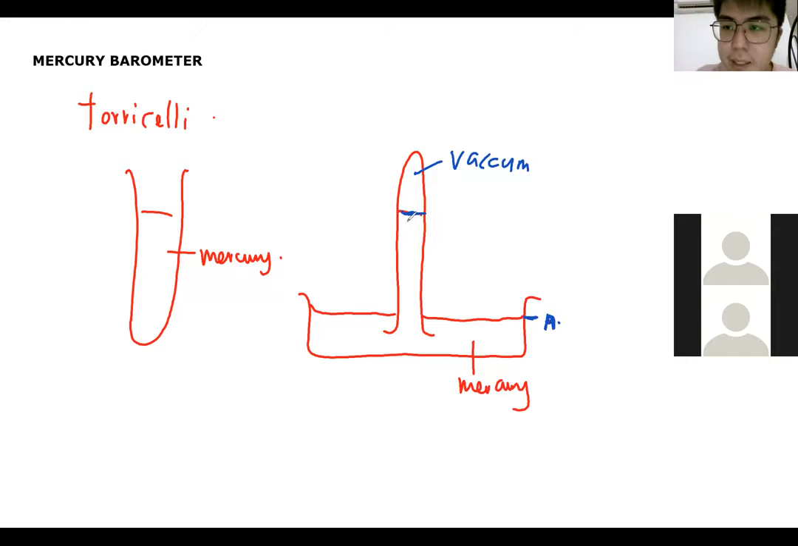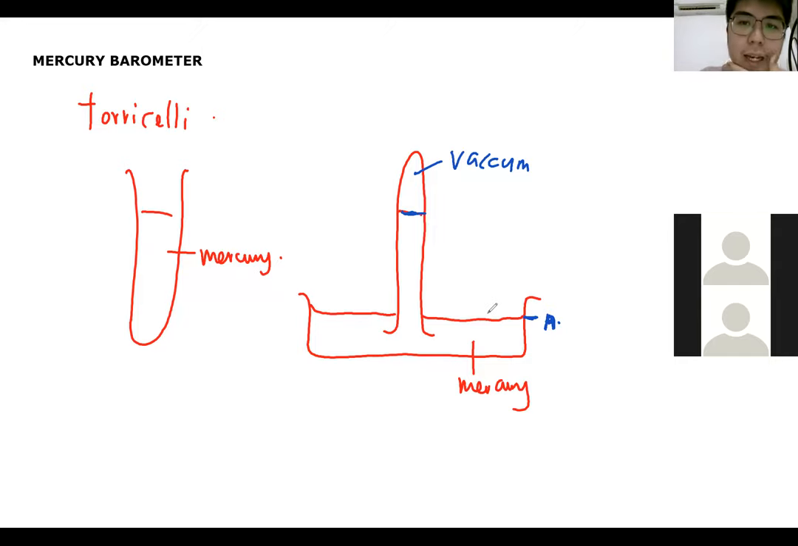Okay, the mercury inside the tube will flow out, right? It flows out and pushes, and the level of the mercury will rise up. So it is going against the air, it's pushing against the air.